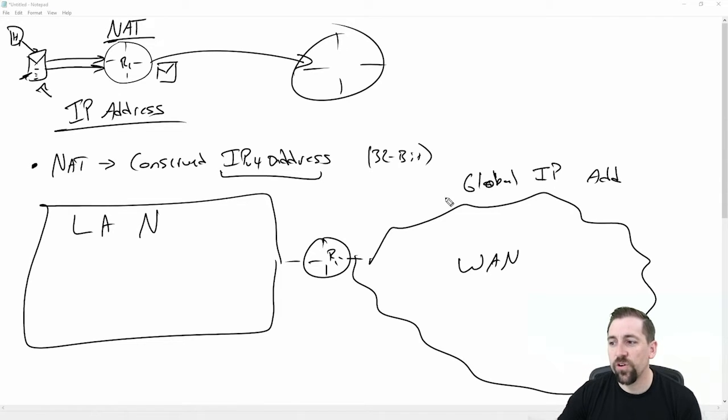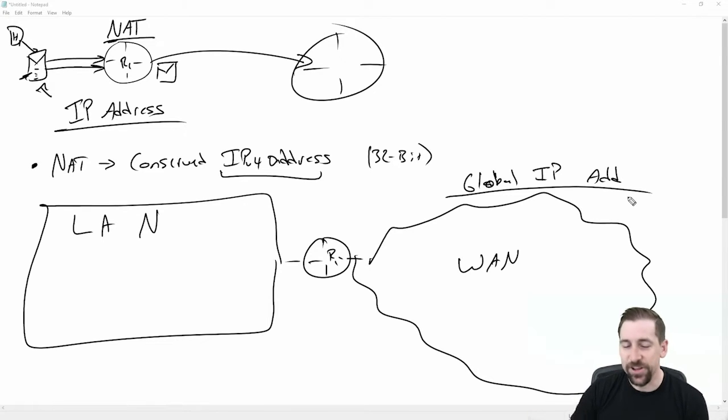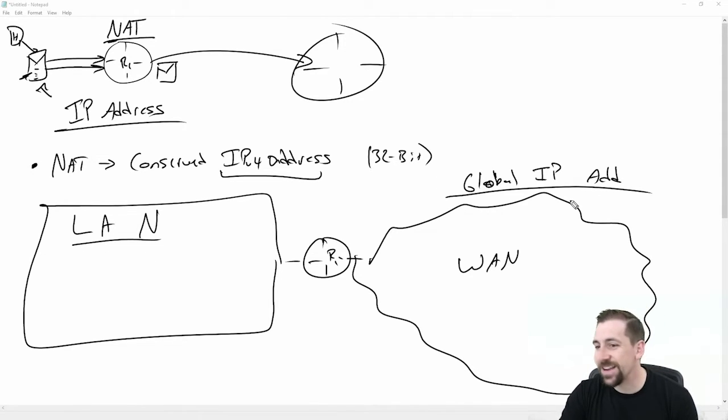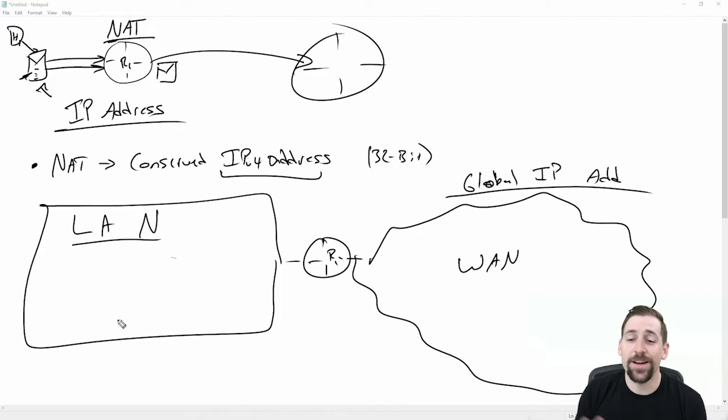And so out here in the world, you need a global IP address. You need a unique address that identifies you in the world. We've talked about this, your street address. Well, does every host inside this LAN need a global IP address? And the answer is no. Every host in here can communicate internally with one another via a private IP address space.